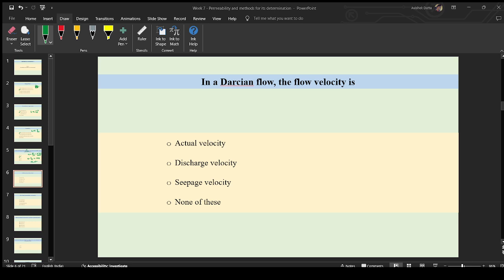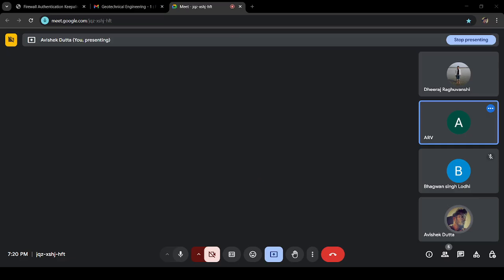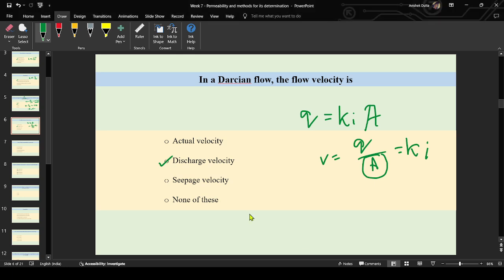Yes, in Darcian flow, the flow velocity is termed the discharge velocity. This is the correct answer, option B. Next question.